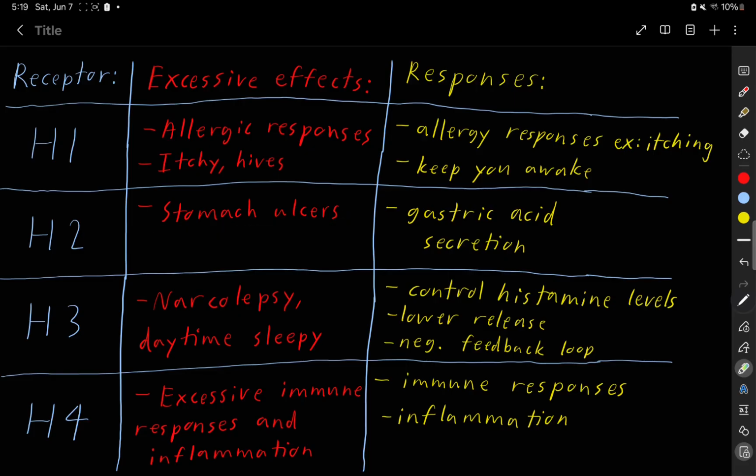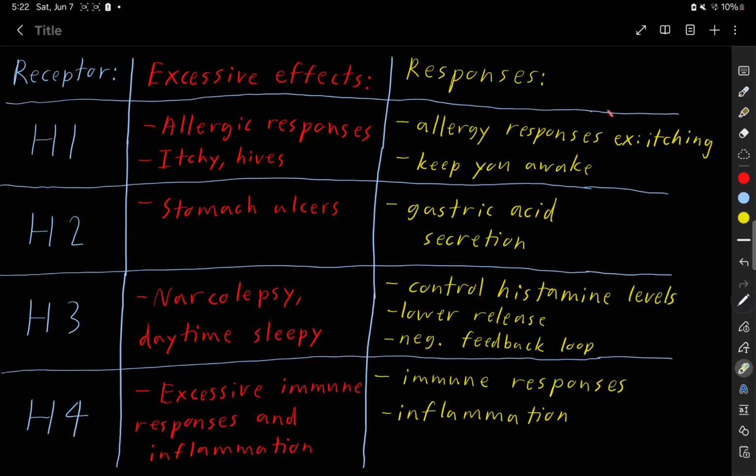H3 receptors, because they lower the release of histamine, if they're excessively activated, they can lower histamine release a bit too much, which can counter some of the important effects of histamine, such as keeping you awake, and this can lead to something called narcolepsy, which is when your brain's sleep-wake cycle gets messed up, so you can have sleep paralysis and sleepiness throughout the daytime. And then H4 receptors, if they're activated excessively, it can lead to excessive and potentially dangerous immune responses and inflammation.